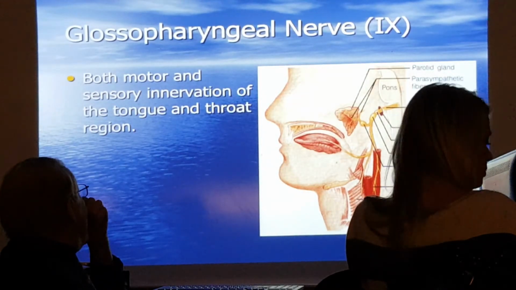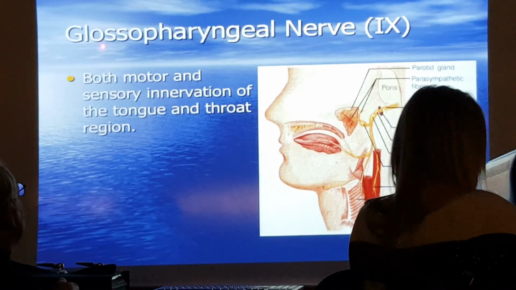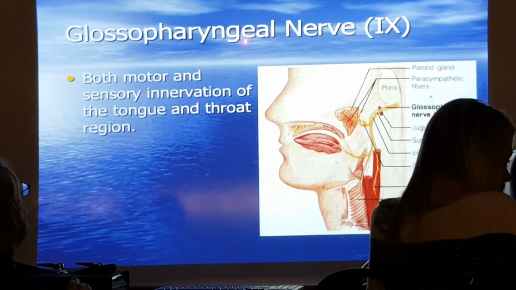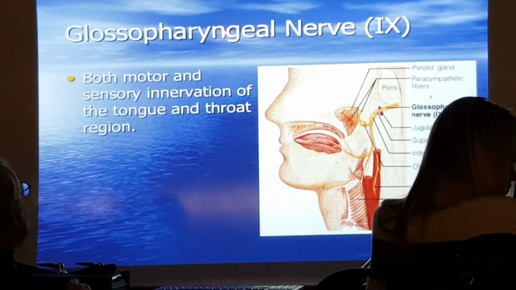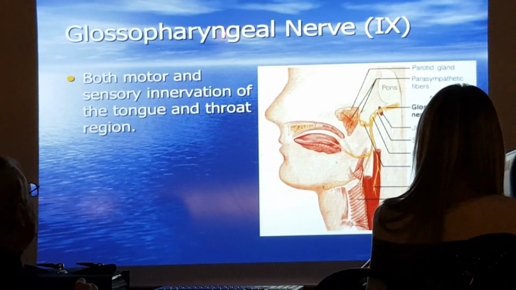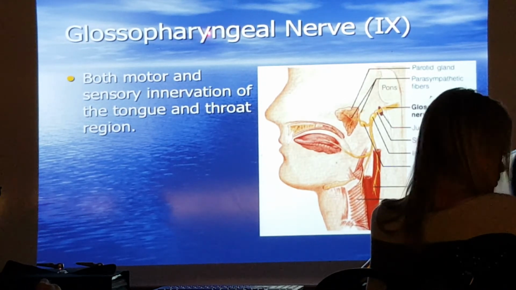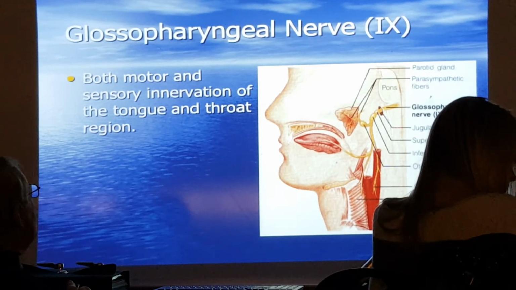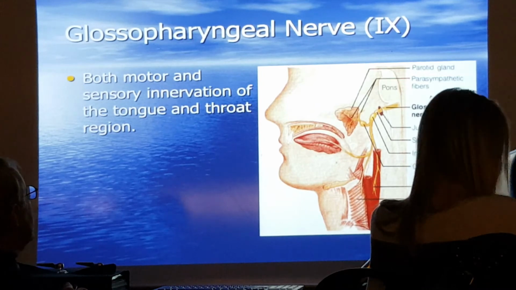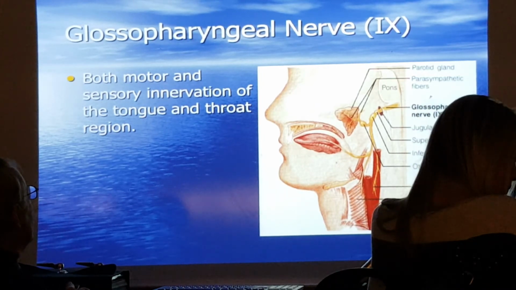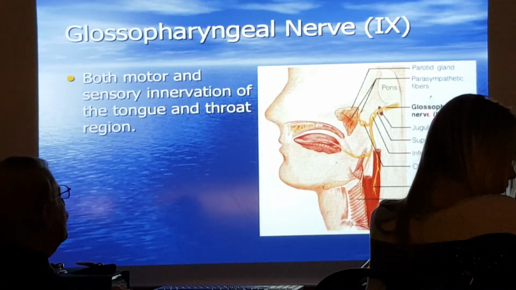Okay, so that was number 8. Number 9 is the glossopharyngeal nerve. Glosso means tongue, pharynx is your throat. So this innervates the tongue and throat region, is both sensory and motor. We receive a good deal of taste information along this nerve, but it also exhibits some motor function, controlling both the tongue and the throat in swallowing. Okay? So the glossopharyngeal nerve, number 9.